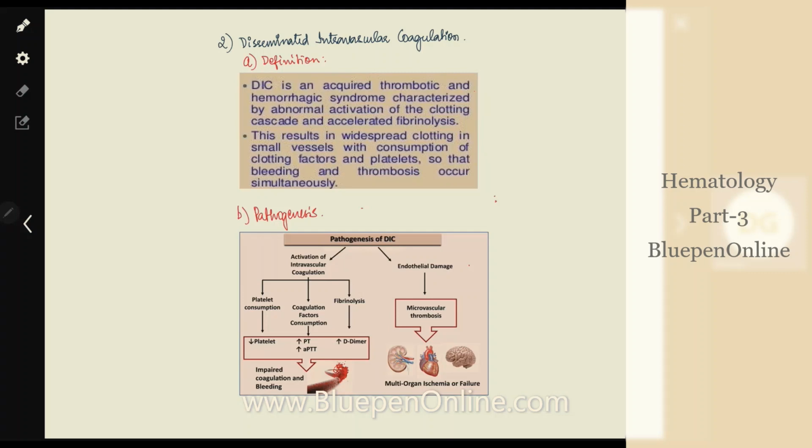Our next disease for the day is disseminated intravascular coagulation. What is the definition? DIC is an acquired thrombotic and hemorrhagic syndrome characterized by abnormal activation of the clotting cascade and accelerated fibrinolysis. This results in widespread clotting in small vessels with consumption of clotting factors and platelets so that bleeding and thrombosis occur spontaneously. A very difficult disease to manage because the patient will have bleeding on one end and thrombosis simultaneously.